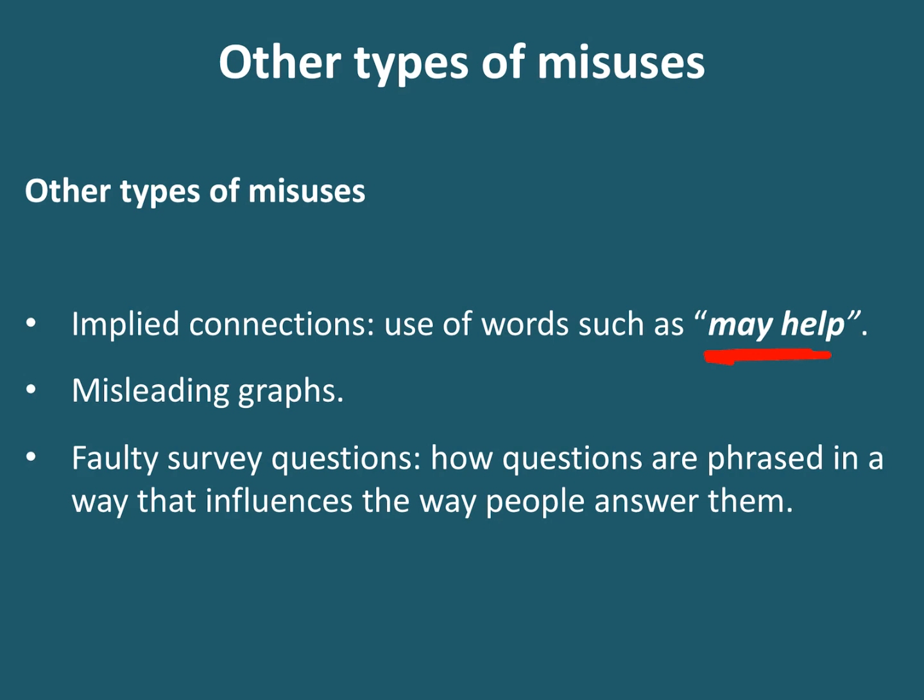Faulty survey questions: how questions are phrased in a way that influences the way people answer them. So you might ask a question that forces people to answer it in a specific way, whereas you're supposed to ask questions that give people freedom to answer the way they truly believe or think. Now, there are other ways of misusing statistical data in order to achieve certain results. I'll go over those more and more as we progress, but these are just a few.